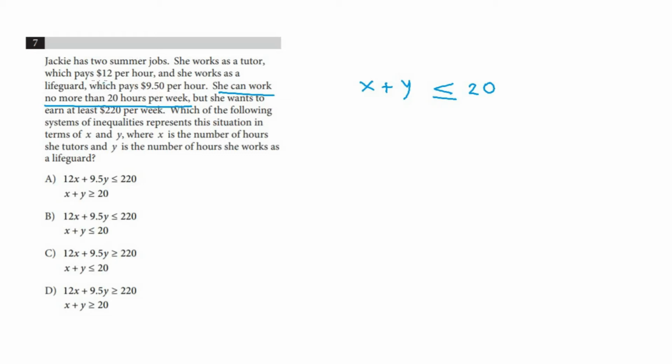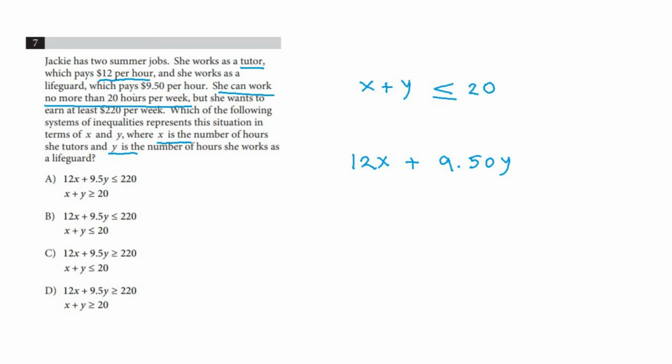Given that she earns $12 per hour for the tutoring job and she works x hours for tutoring, for x hours she will get 12x dollars. And again, she gets $9.50 per hour for lifeguard, and for lifeguard she spends y number of hours, so she earns 9.50 times y dollars when she works as a lifeguard. So this is her total income.